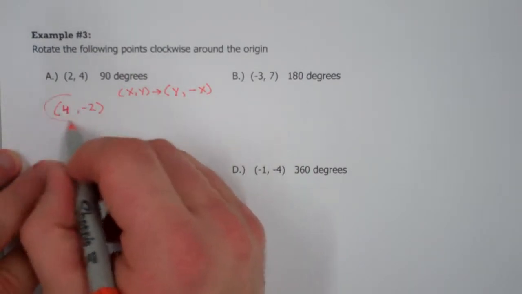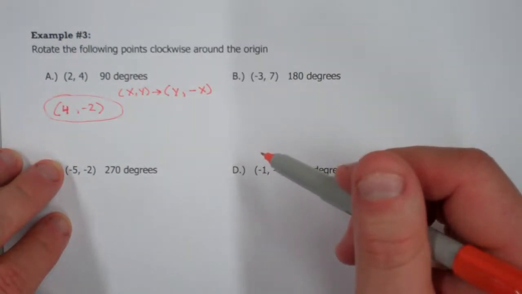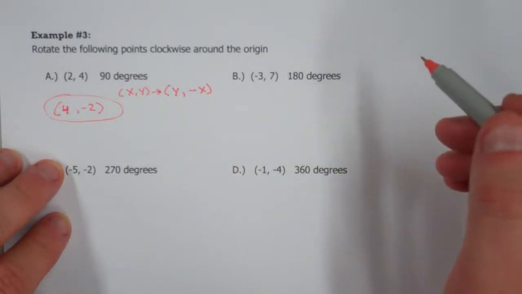If you want to double check, you could definitely graph this and rotate it 90 degrees, and you would find that you'd be at 4, negative 2. That would be the new point.